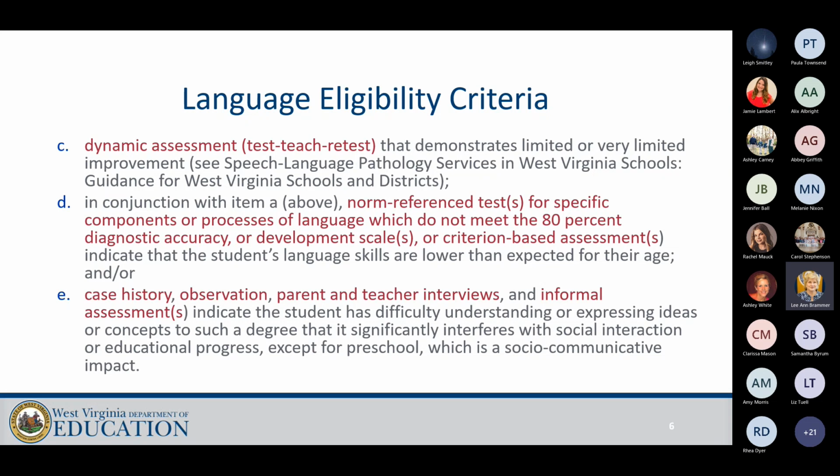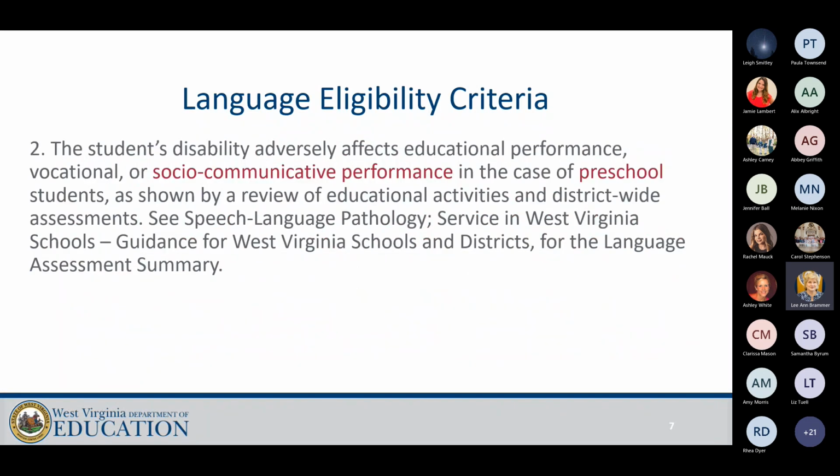The final probes that we have are case history, observation, parent and teacher interviews, and informal assessment. And for students who are preschool age, just remember that we're talking about social communicative impact. We are not talking about academic impact for those students.